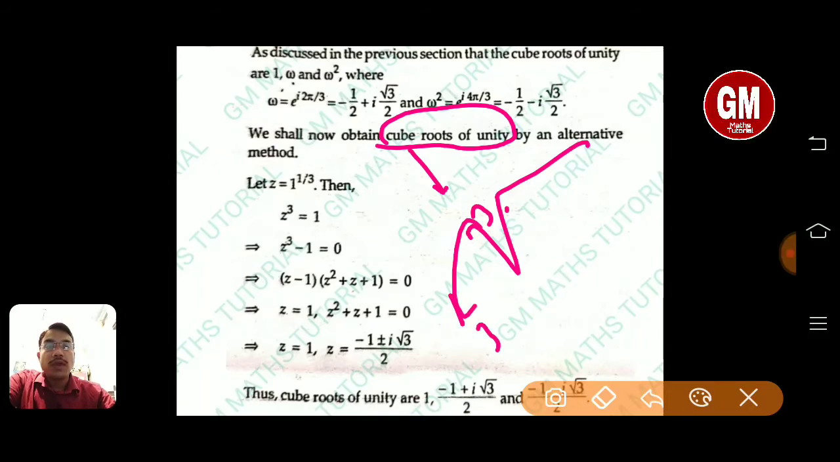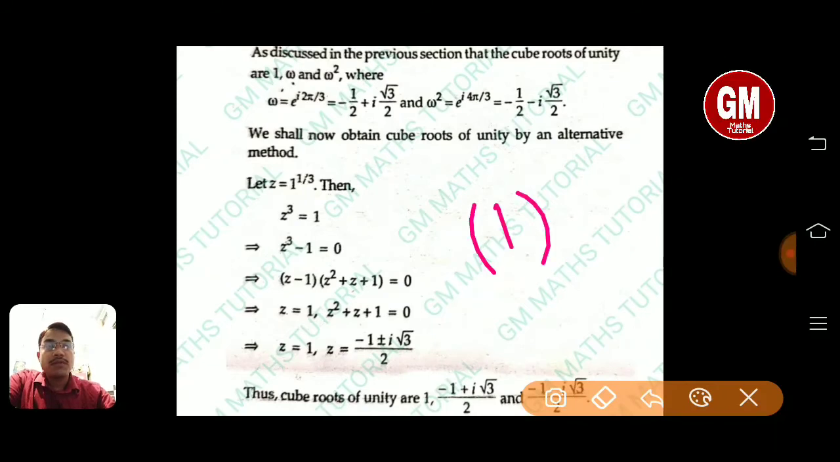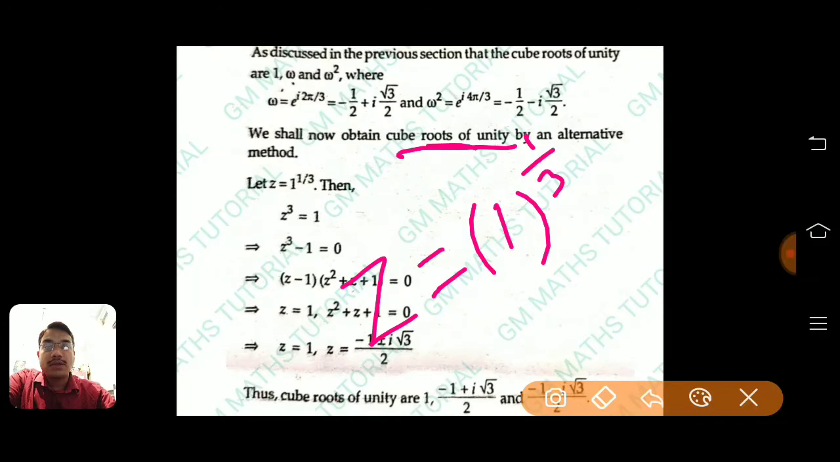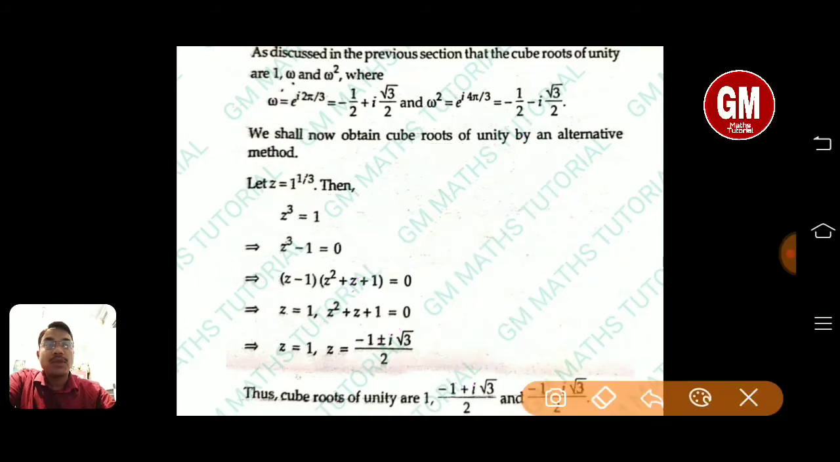So cube root of unity, what does unity mean? 1, clear? So if we consider that 1, cube root of unity is 1 to the power 1/3, and this can be written such that let's consider that z, clear? So if we consider z is equal to 1 to the power 1/3, taking cube on both sides, z cube is equal to 1, clear? So here z cube is equal to 1, then taking 1 to the left hand side, z cube minus 1 is equal to 0.